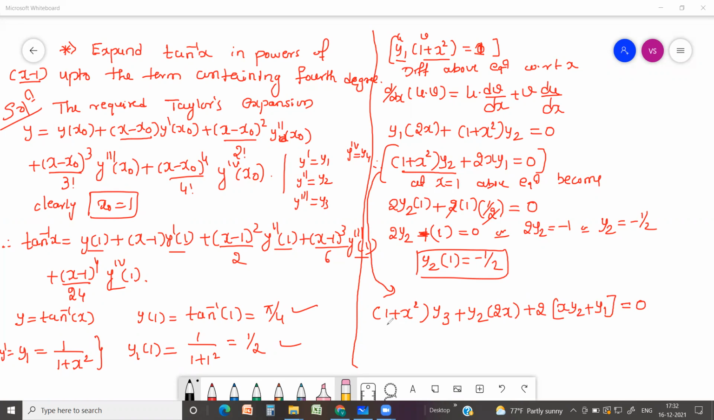I'll not substitute x equal to 1 directly here, because I want to find one more derivative, the fourth derivative. That's why I'll just simplify this equation. So 1 plus x square into y3, plus 2x into y2, plus another 2x into y2, that is 4x y2, plus 2 into y1, so 2y1, equal to 0. Now this is the key equation to find out y4.